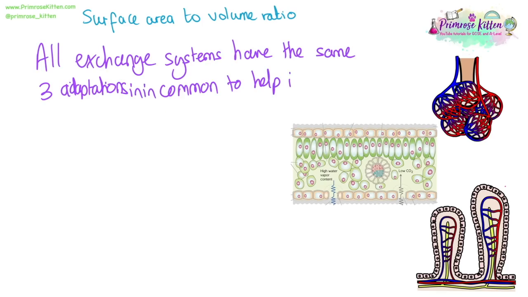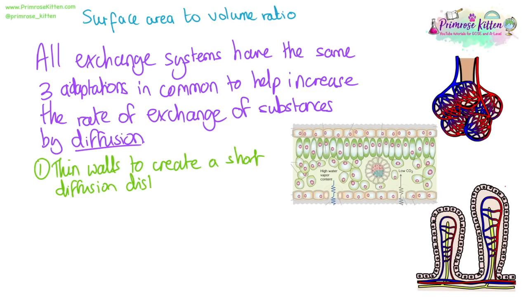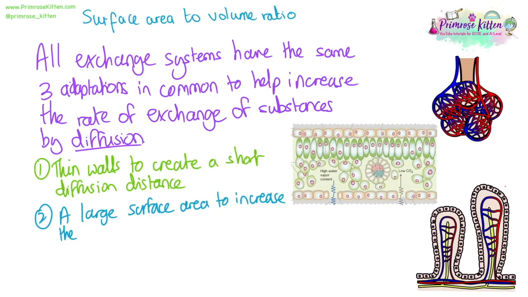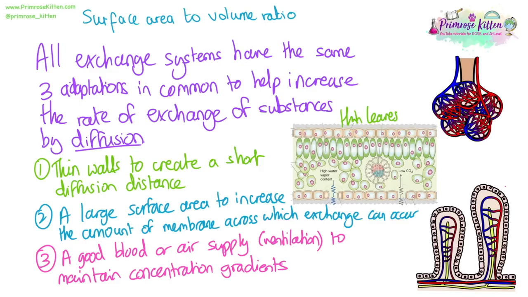All exchange systems have the same 3 adaptations in common. These all help to increase the rate of substance exchange inside organisms. They have thin walls to create short diffusion distances. They have a large surface area to increase the amount of membrane or surface that's in contact with the substances that need to be exchanged. They have a good blood or air supply, which we call ventilation, to maintain concentration gradients. All of these are obviously factors that affect the rate of diffusion, and that's really what we're talking about here.